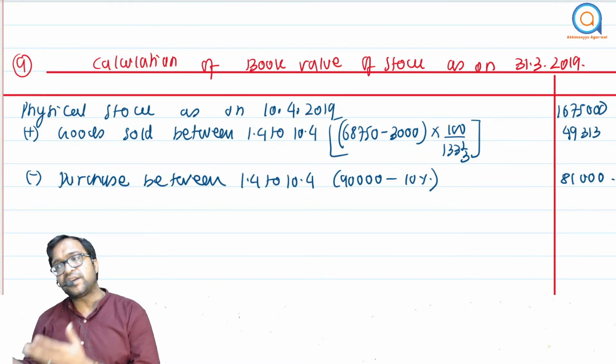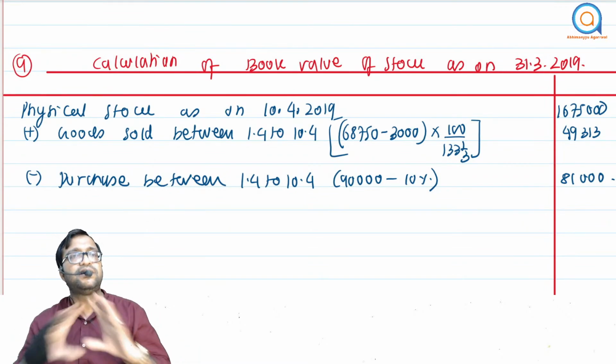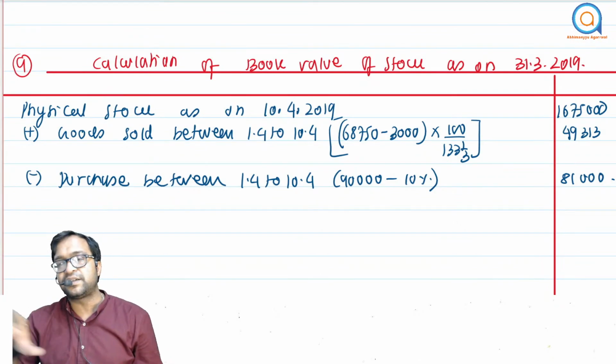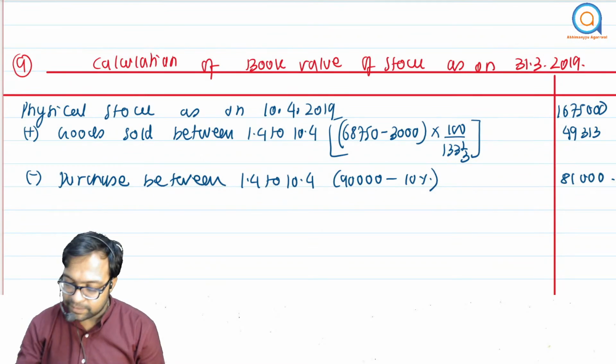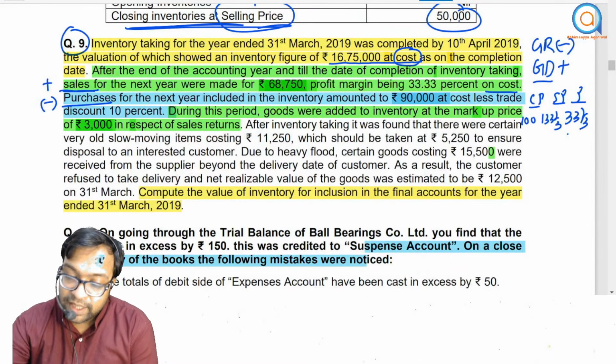Goods dispatched are added back. Goods sold are deducted. Sorry, goods purchased are deducted. Received are deducted. Next. What else are they saying, sir?